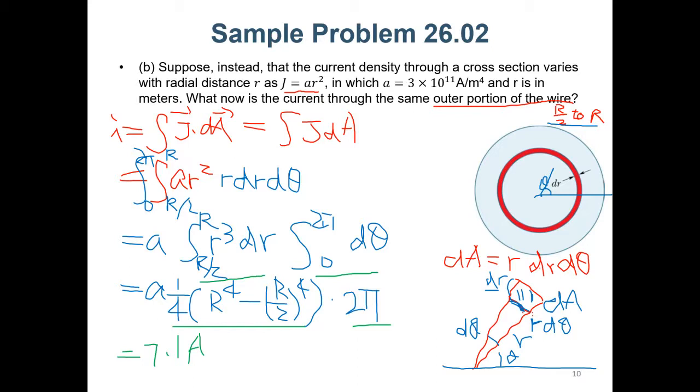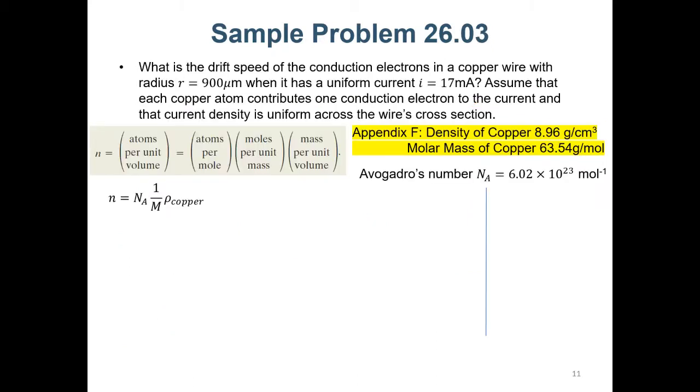Any questions? So for this one, what is the drift speed of the conduction electron in a copper wire with radius r when it is uniform current I equals 17 mA? Assume that copper atom contribute 1 conduction electron to the current, and that current density is uniform across the wire cross section. Of course, we need to use J equals n e Vd in this example.